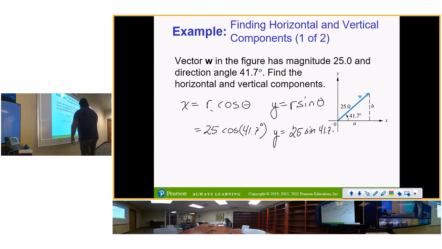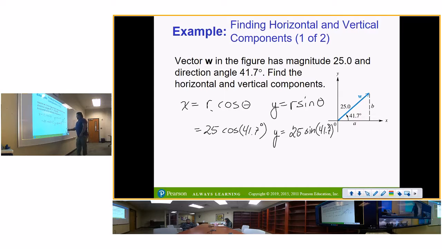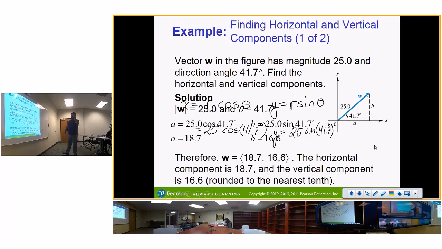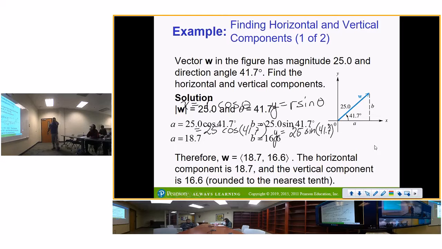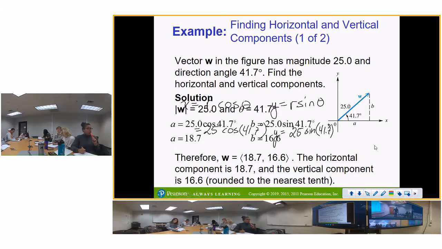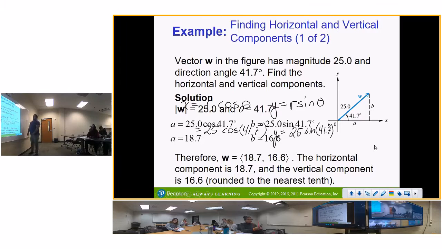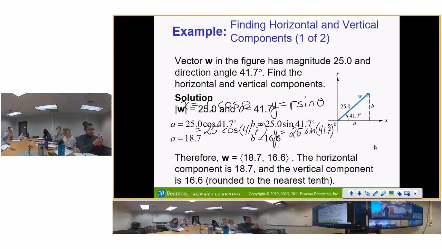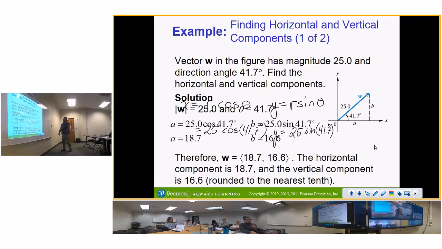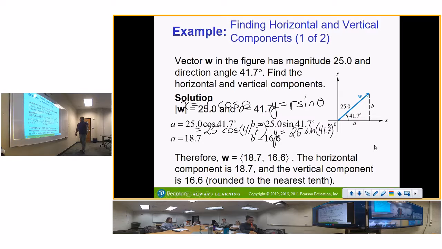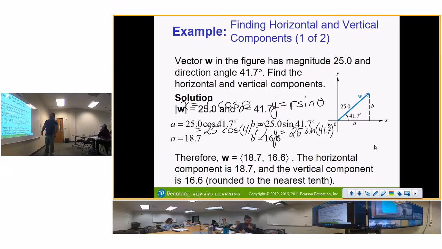And if y'all would crank that out, well, I'll just do the board. And when you do that, 18.7 is your x, and your y is 16.6. That's another test question. Now, they're probably going to go into unit vectors next and go into i and j, which I don't know if they're going to go into that now or go into polar coordinates. I don't know. We'll see if they're going to go that far.